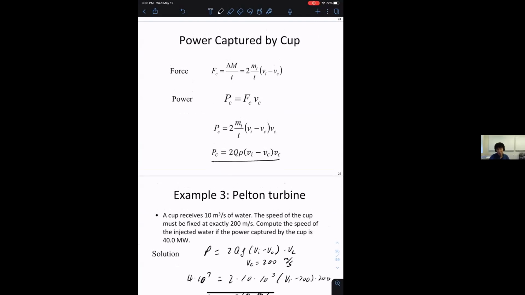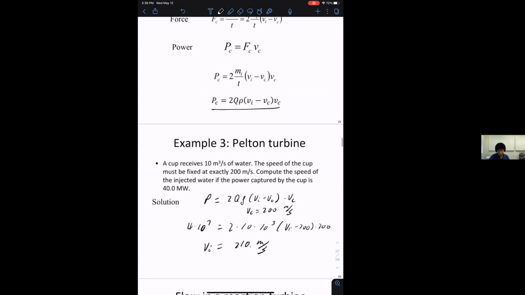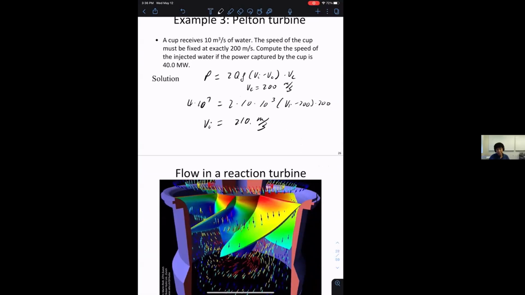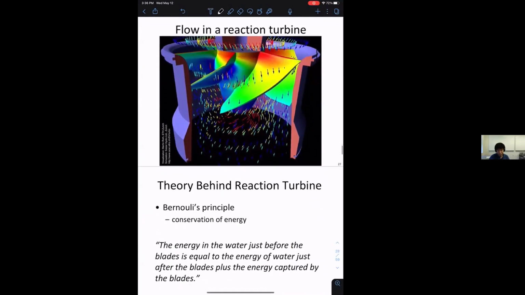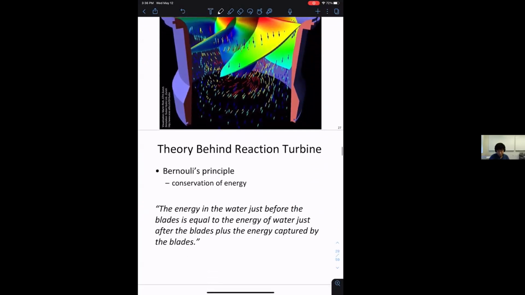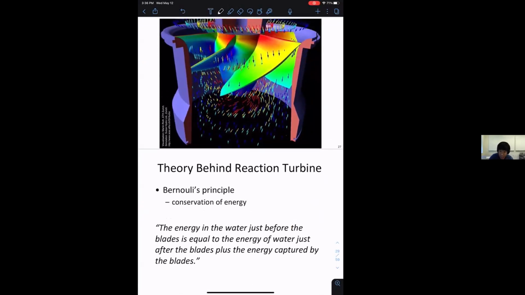Okay, so these are all measurable quantities. But for the reaction turbine, it's a little bit harder to get things that way. But we can look at the operating principle behind it, and the principle is still conservation of energy.